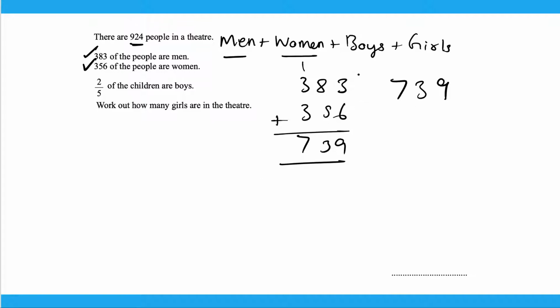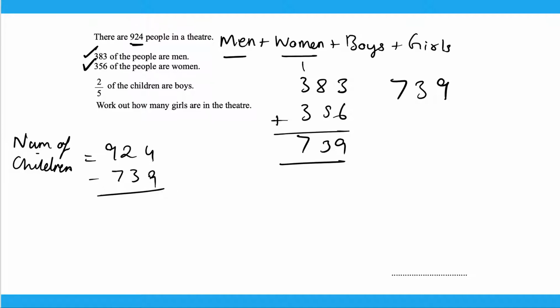Okay, so that means the rest of them have to be children. So how many children are there? Okay, so we can work that out. The number of children would be 924 subtract 739. Okay, we can just work that out there, and that would get us 185. So the number of children is 185, and of that amount we know that 2/5 are boys.